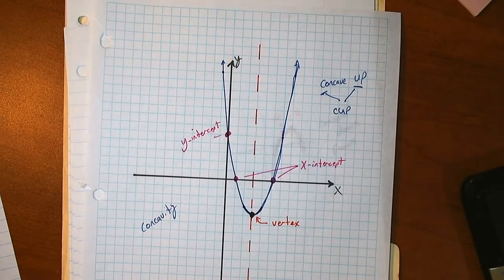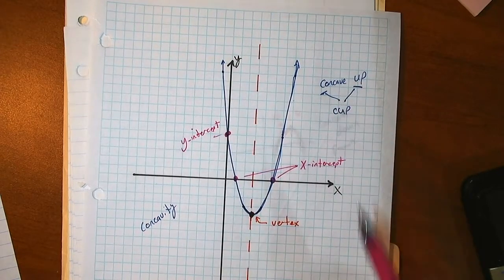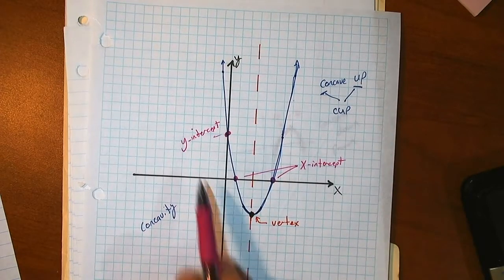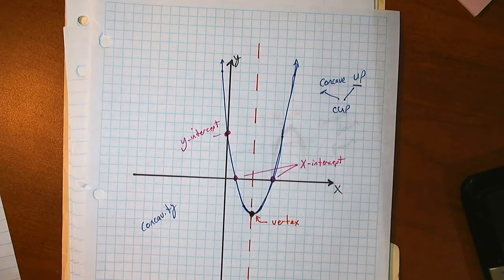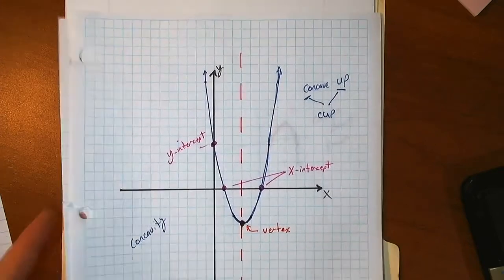In this video, we're going to talk about the vertex, the axis of symmetry, and whether it is concave up or concave down. In the next video, we'll talk about how you find the intercepts. And then in the third video, we'll put all that together to start making graphs. Okay, so here we go.